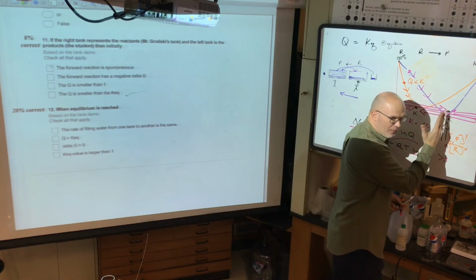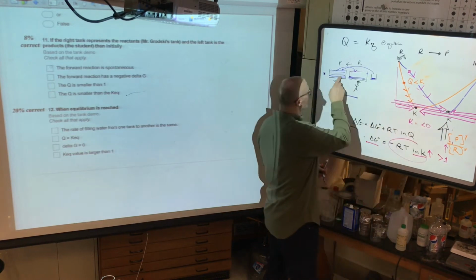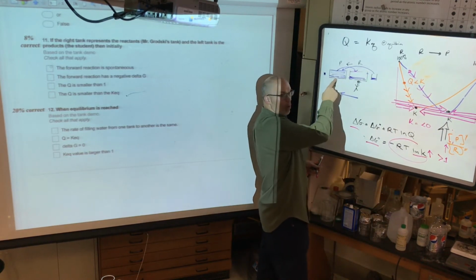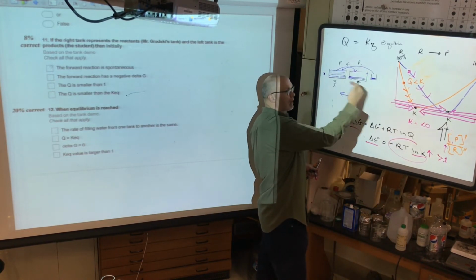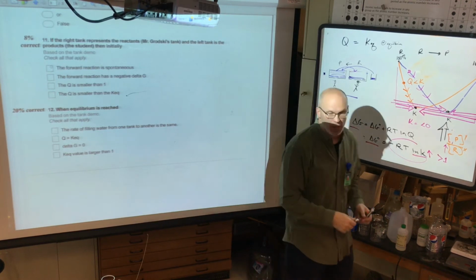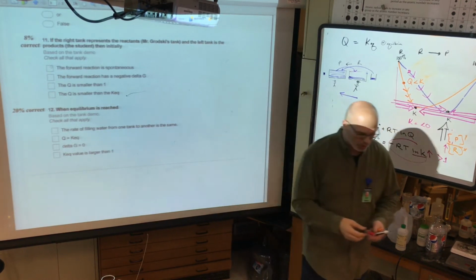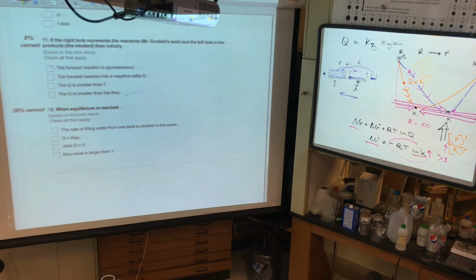Check. It favored the products. How did I know? There was a lot more water in her tank. She was the products. Okay, so they're all checked, so both of them. If you got them, good for you. If you learned from that, good for you. All right.